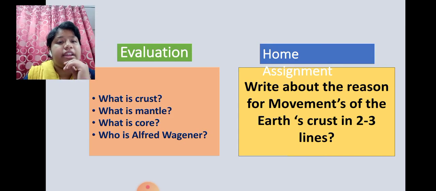If we recapitulate today's class, what is crust? Crust is the topmost part, mantle is the middle part, and the core is the inner part. The core again has two parts, outer and inner. The outer deals with liquid and the inner deals with solid. And who is Alfred Wegener? He proposed the theory of continental drift. You have a home assignment: write about the reason for movements of the Earth's crust in 2 to 3 lines.